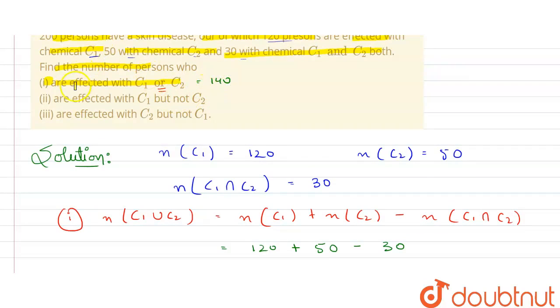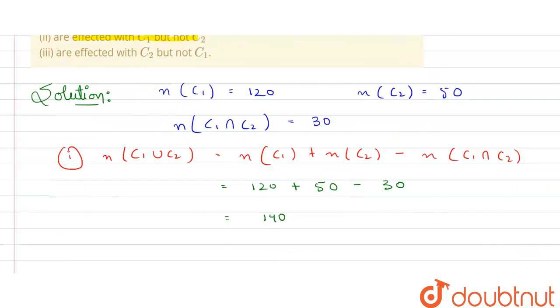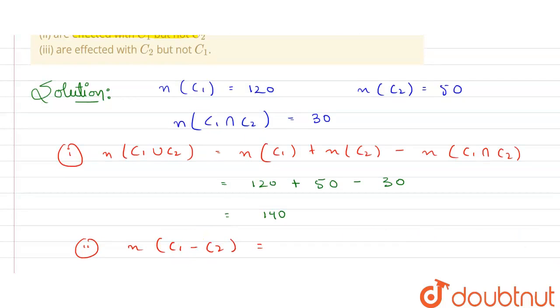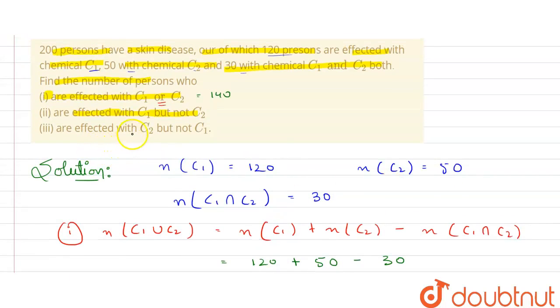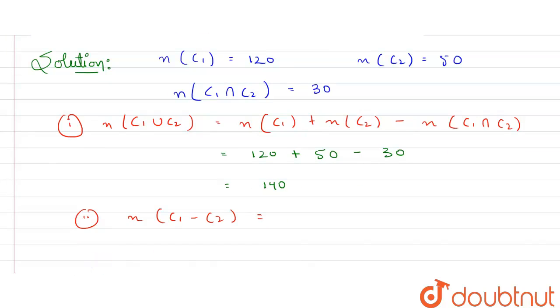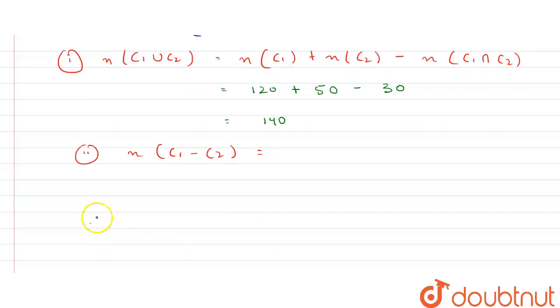Now part B, we need to find those affected with C1 but not C2. The C1 but not C2 case means we need to subtract C2 from this. And let's write the equation for part 3 also: affected with C2 but not C1. So C2 not C1, this is the third part. The number of persons who are affected with C2 but not with C1 means we subtract C1.